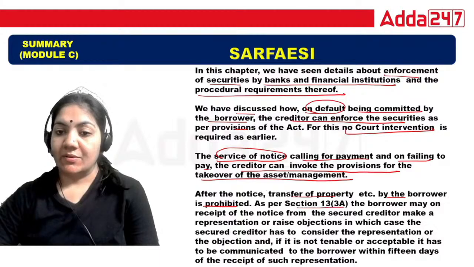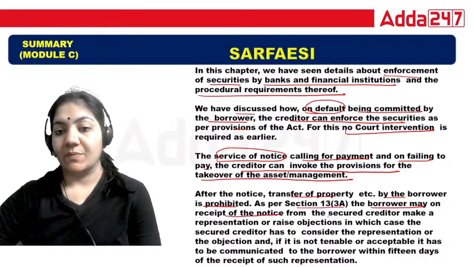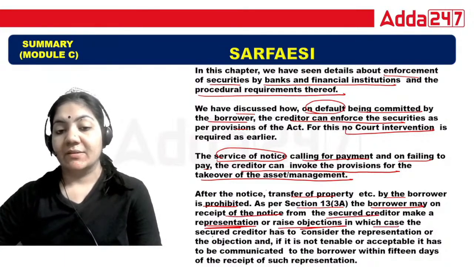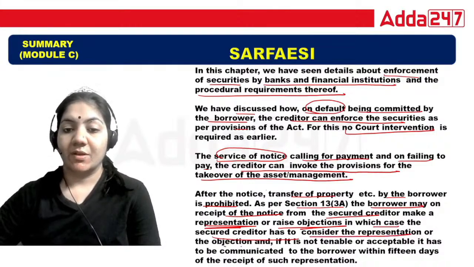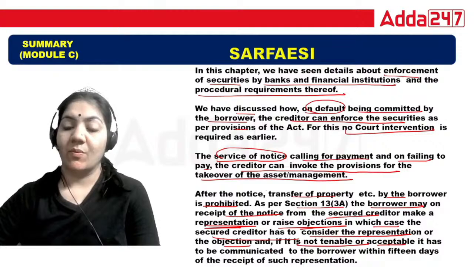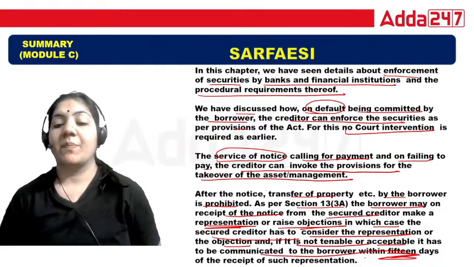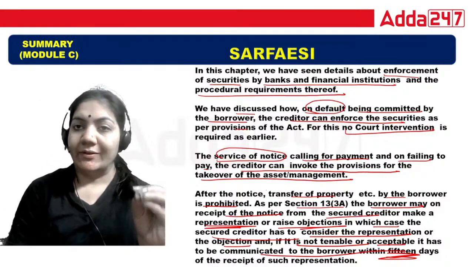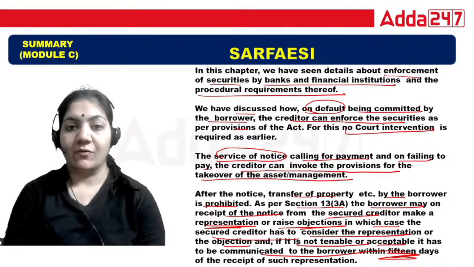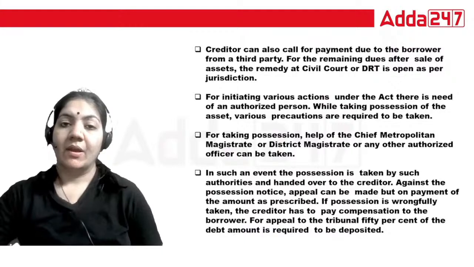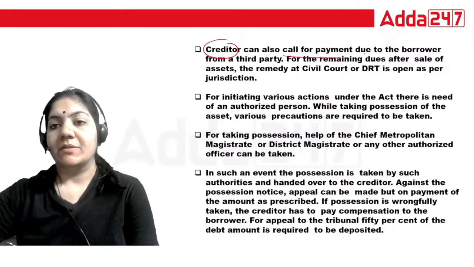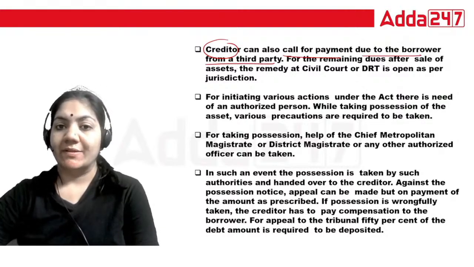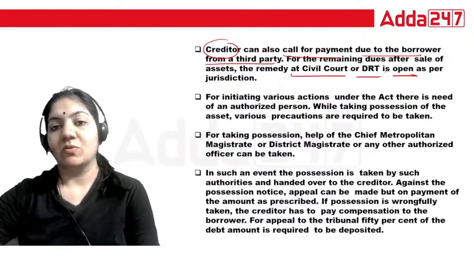As per Section 13 clause 3A, the borrower may, on receipt of notice from the secured creditor, make a representation or raise an objection, in which case the secured creditor has to consider the representation and objection. If it is not tenable or acceptable, it has to be communicated to the borrower within 15 days from the receipt of the representation. This is all about that. Suppose the creditor wants to sell that property, then they have to be informed. The creditor can also call for payment due to the borrower from a third party. For the remaining dues after sale of assets, the remedy at civil court or DRT is open at the jurisdiction.